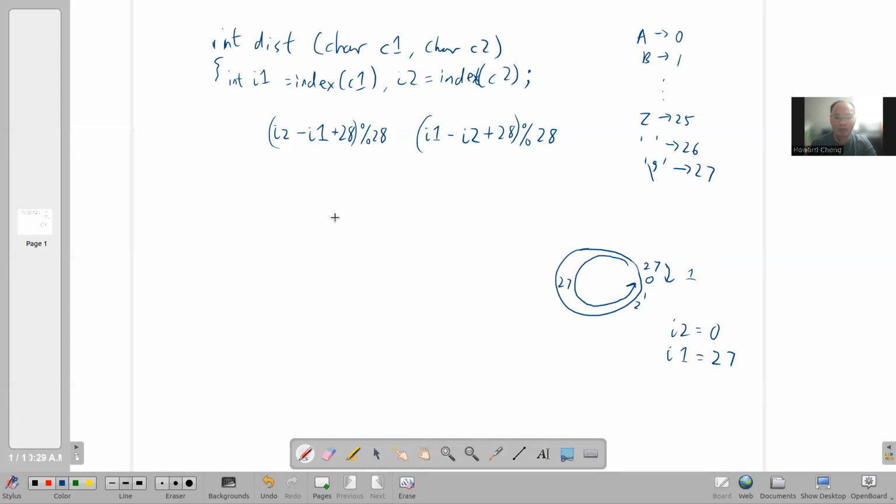So it was 27, right? So basically this will tell me, if I go one way versus the other way, whether I go clockwise or counterclockwise. And then I'm going to take the minimum of these two because I want the smallest one, and just return it. That will allow me to figure out, between any two letters, the best way to go from one to another.